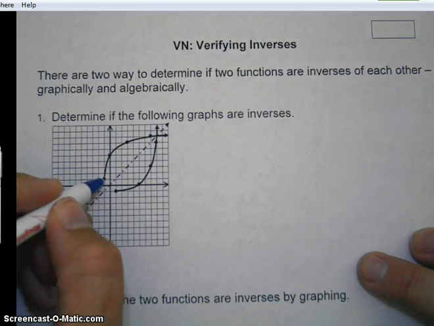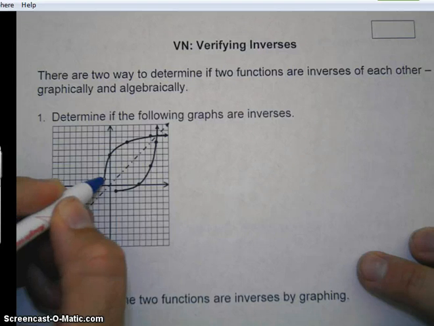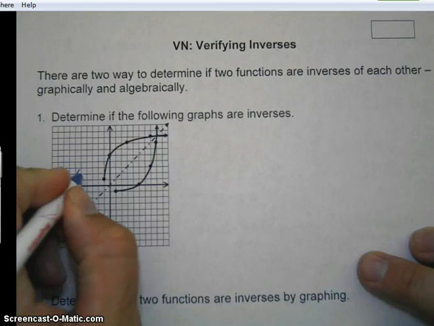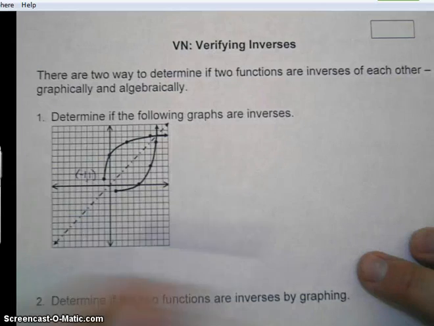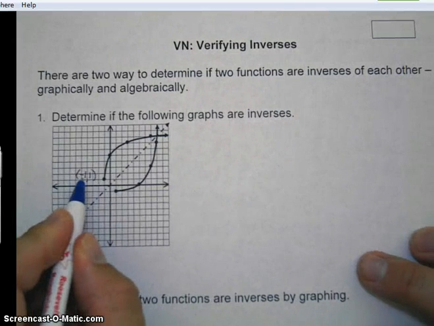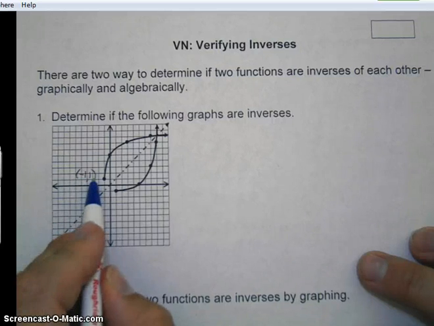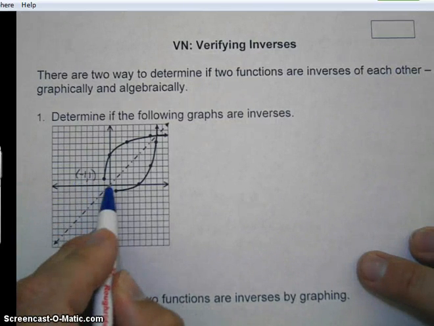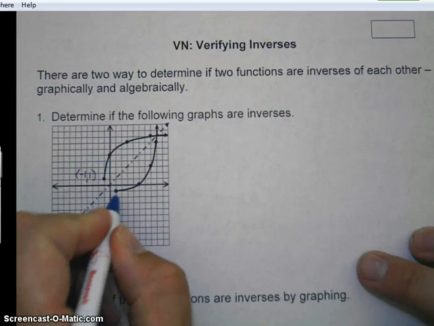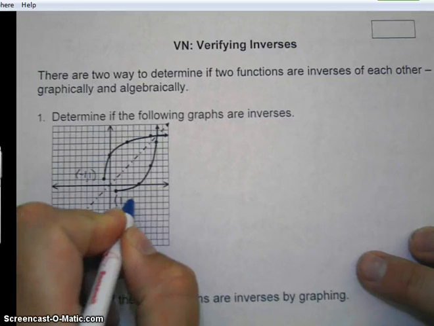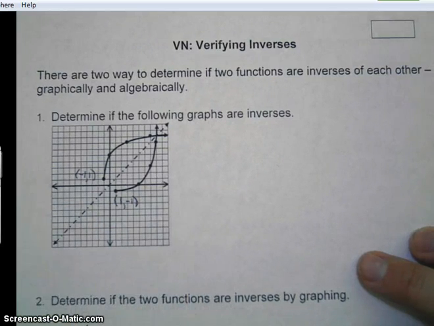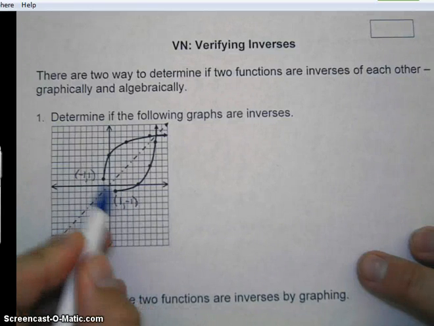The easy way to do it is pick some points and write their coordinates. The coordinates of this point are -1, 1. Now, the inverse of this point is going to be 1, -1. Notice how it fits right on this point. So these two points are definitely inverses.